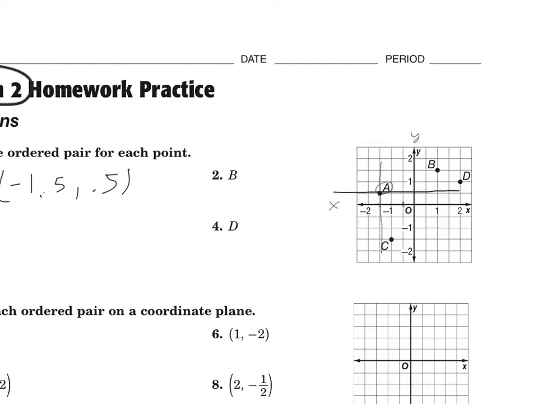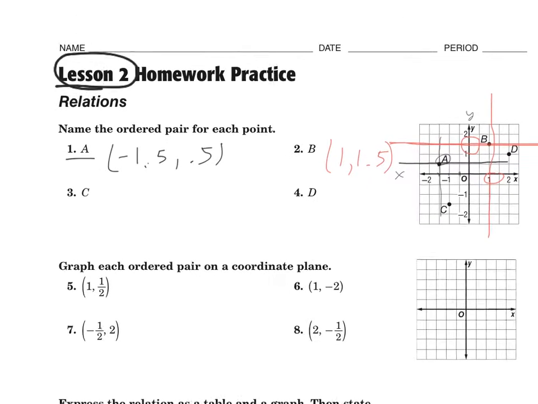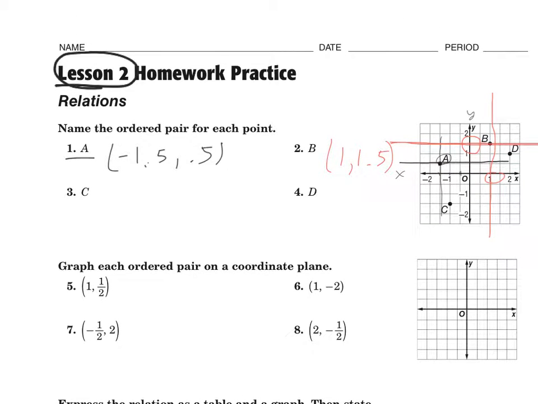Now let's move on to problem number 2, and we're looking for letter B. Letter B is on this vertical line and on this horizontal line. Well, this vertical line is on x equals 1, so the x component is 1. And the y component is at about 1.5. So the y component is 1.5. It's that simple.